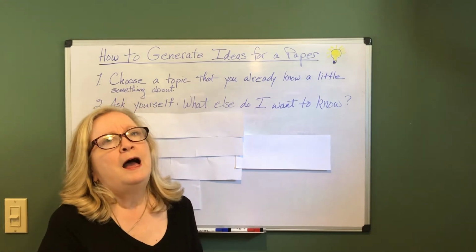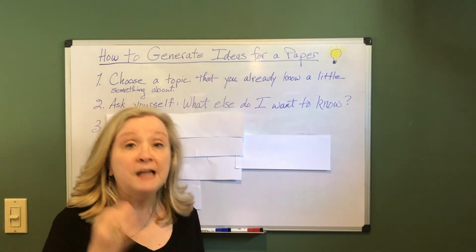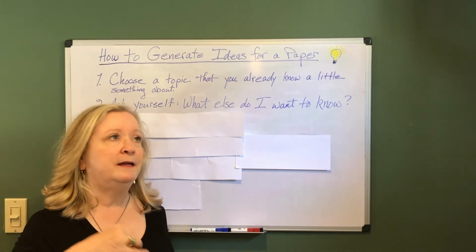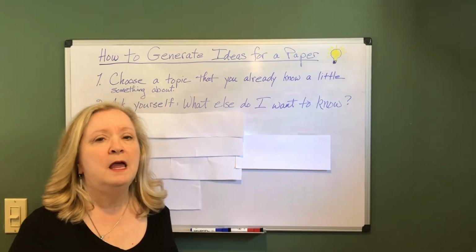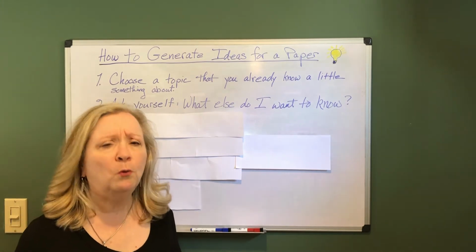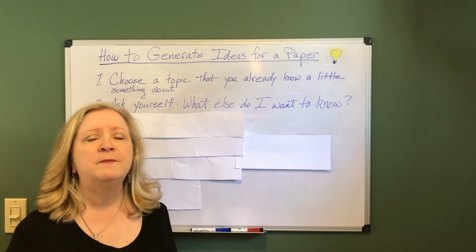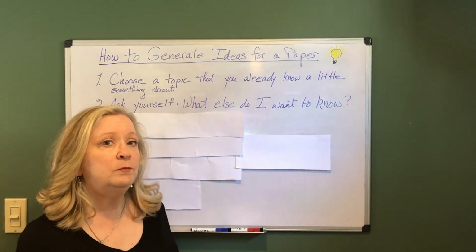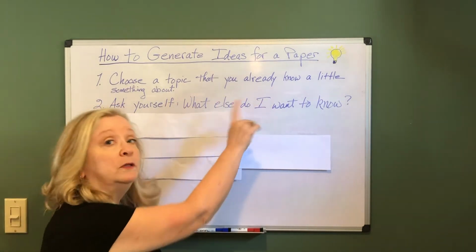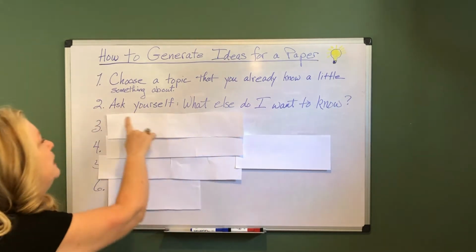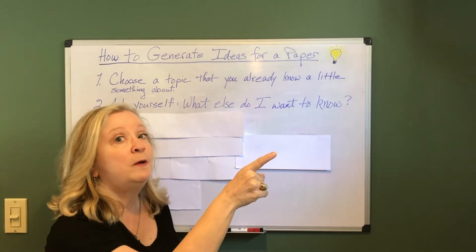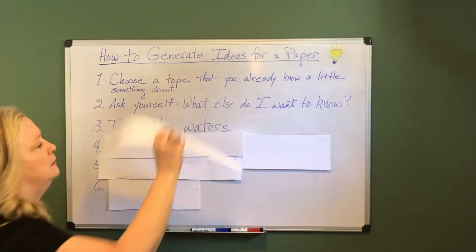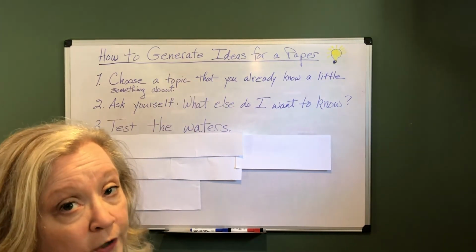Now, I would recommend you find something you have some interest in, because you're going to be researching, you're going to be writing 10 to 15 pages on this. You really don't want to be bored with the topic. It's got to be something that intrigues you, okay? And we can kind of assume that you must be intrigued because you already know a little something about it, right? Now, you want to ask yourself, what else do I want to know?